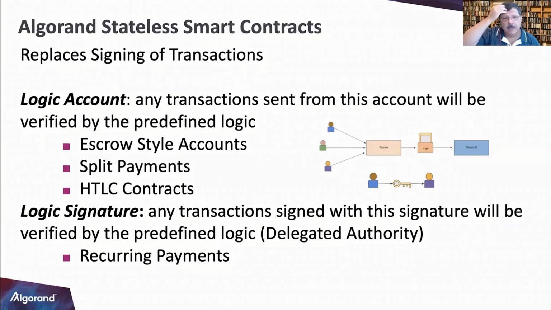So you got two types. You got a logic account and a logic signature. So logic account is basically the true or false only kind of scenario I just talked about. Good for escrow style accounts, split payments, hash time lock contracts. Then also there's one, if you want a little bit more of a delegated authority in addition to the logic, in other words, an account has to also sign off on it, that would be a logic signature. So an example of that might be recurring payments. And I'll show you a demo of that in a second.